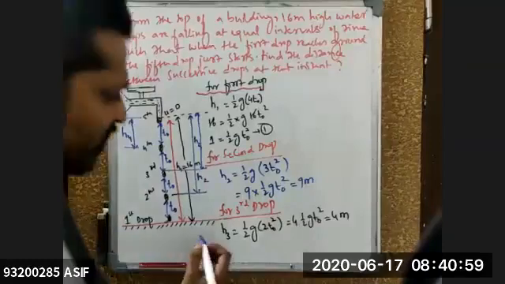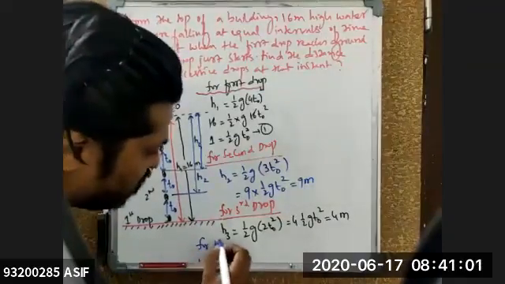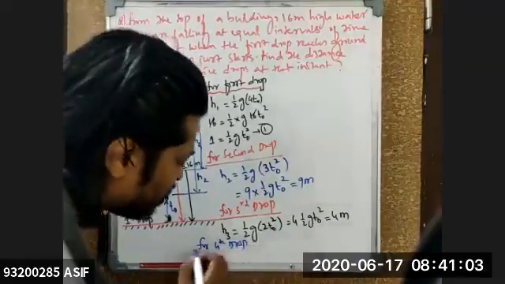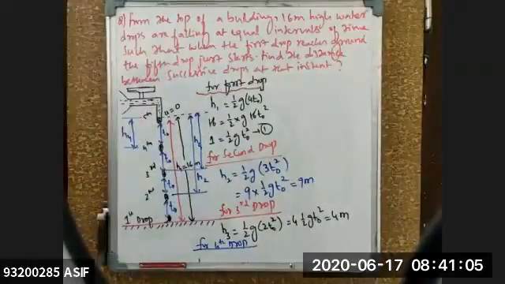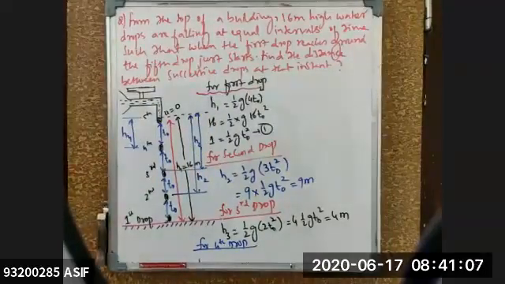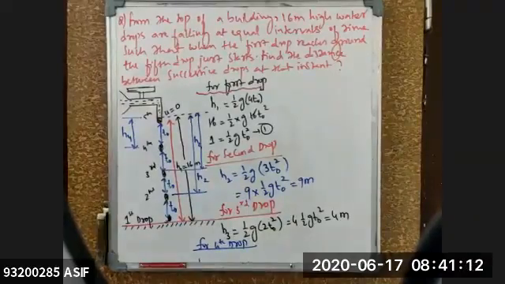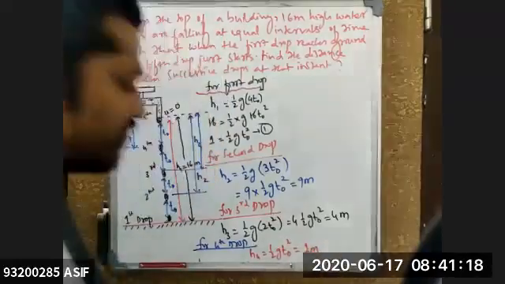So for the fourth drop, can anyone tell me what is the value for the fourth drop right now? H4 will be equal to how much? The fourth drop falls for T naught. H4 is equal to half g T naught squared, that will be equal to 1 meter, sir, isn't it?